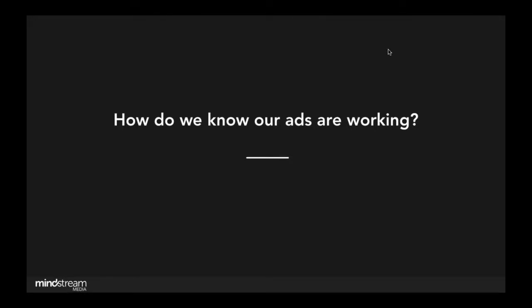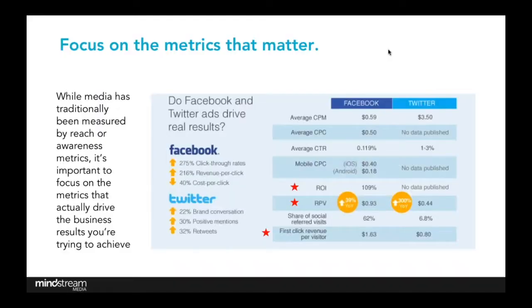So now that our ads are in market, how do we really know that they're working? The first step is focusing on the metrics that matter. So this is what Bailey touched on earlier. We think traditional media up until recently has really been measured by those reach and awareness metrics. But that's not really what a brand cares about, right? They want to know what is driving those business objectives, whether it's revenue or some sort of behavior change. What is the result you're trying to achieve, and how do we measure that and really focus on that, because that's ultimately what you care about.